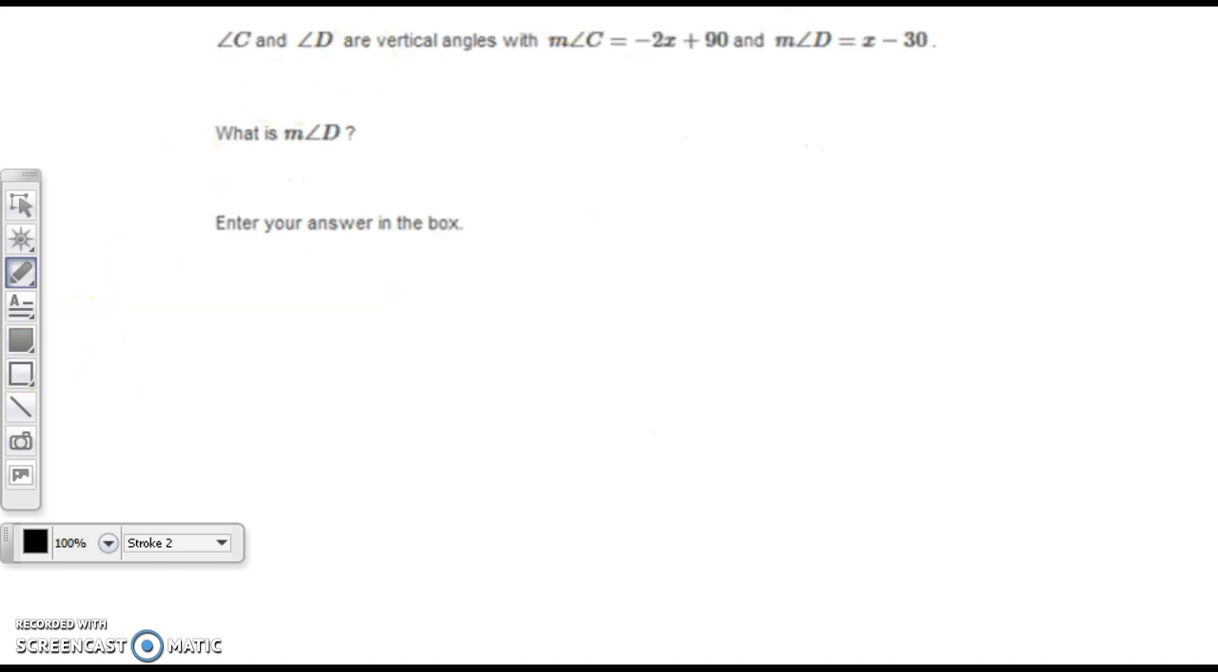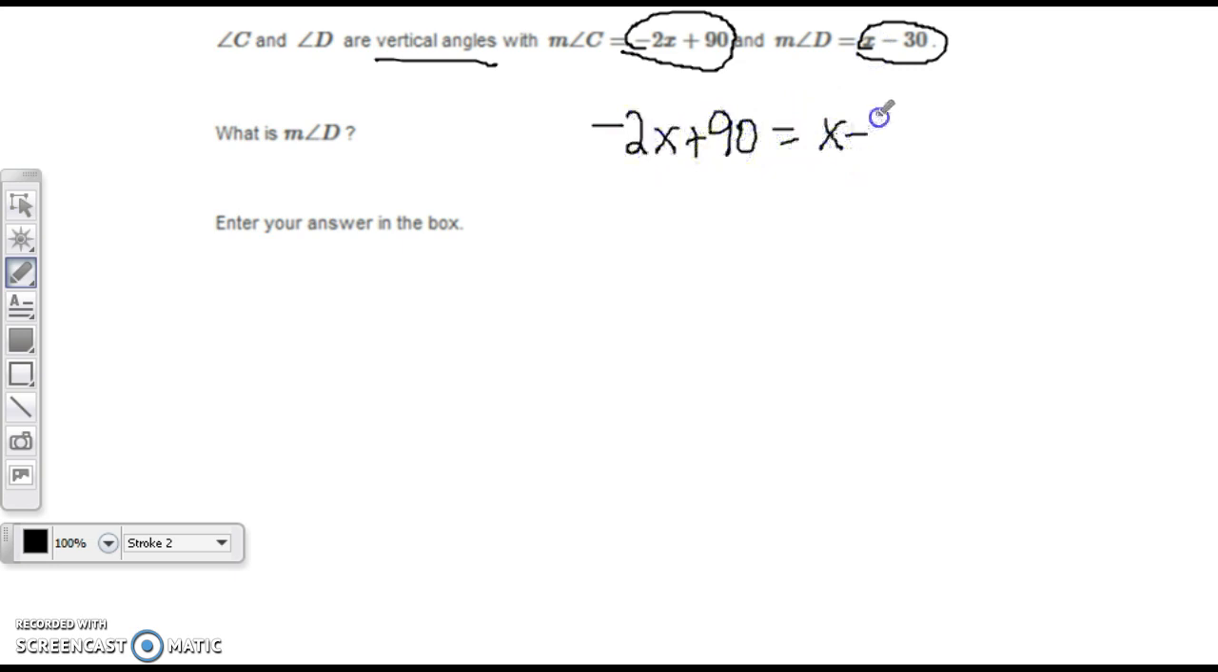Alright, here's another one. C and D are vertical angles. Because it tells us that they're vertical angles, we already know that the measures have to be equal. They have to be congruent. So since the measure of angle C is this, and the measure of angle D is this, we're just going to put those two equal to each other. And then we're going to solve.